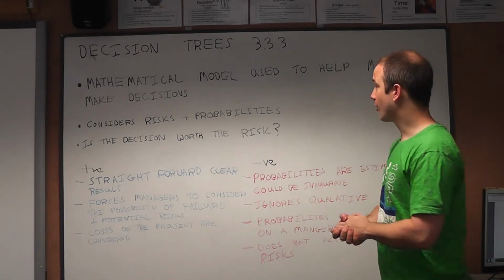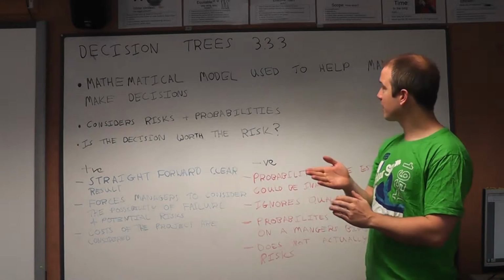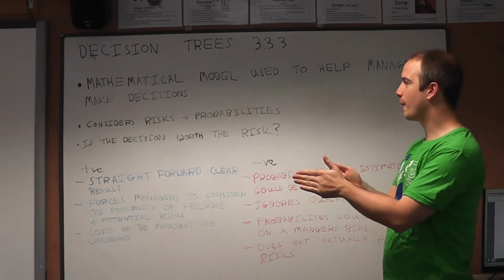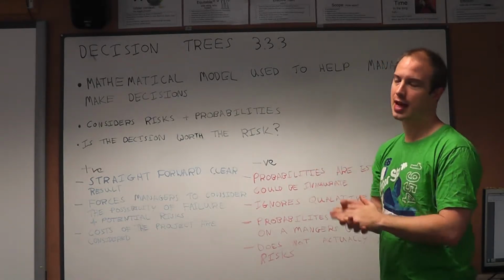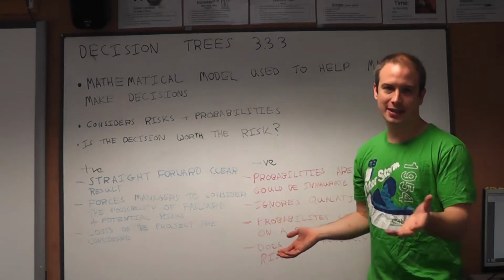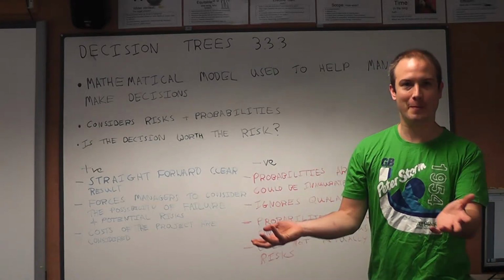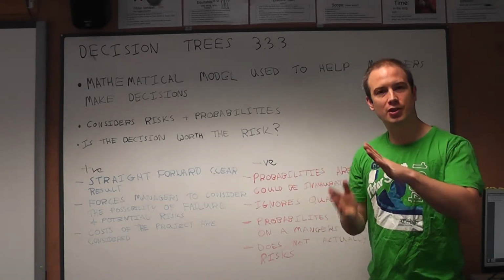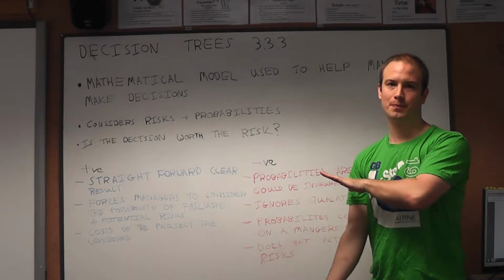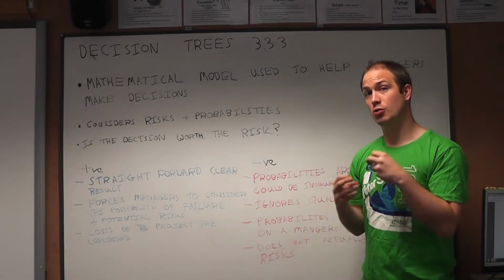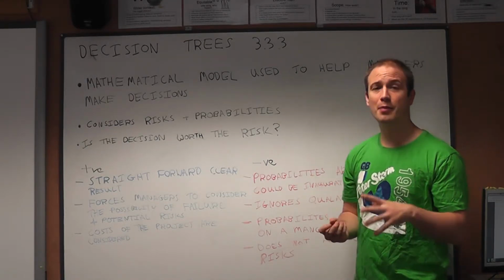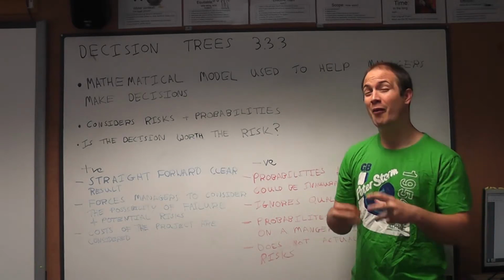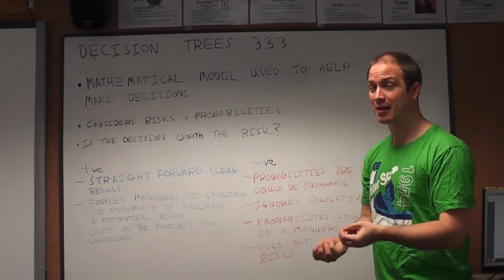But anyway, in the meantime, a decision tree is a mathematical model used to help managers make decisions. Now, managers will have to make many decisions. It's all part of what management's all about. And a decision tree presents a number of options to them, and it forces them to consider the likelihood of success and what the payoffs of that are.